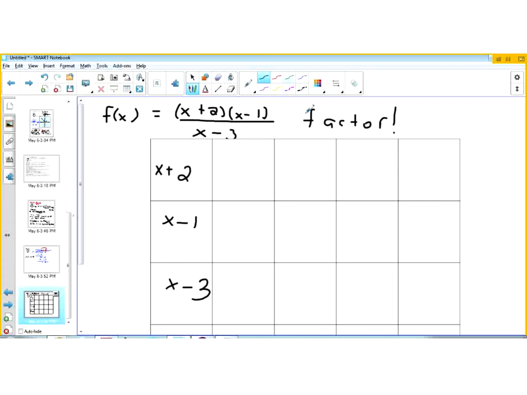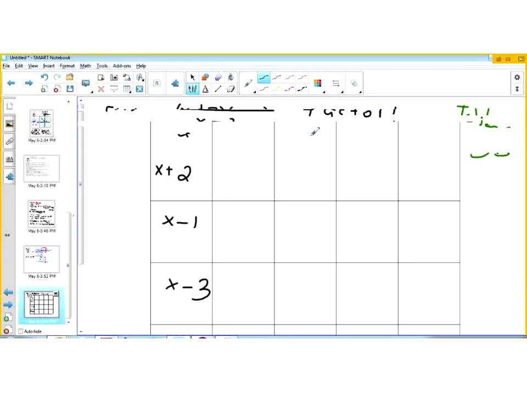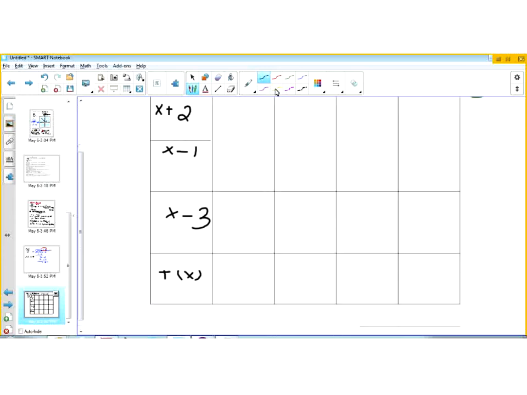Okay. So there's the content of our, this is called the table of signs. For lack of better terminology. And it's used to help us identify where the graph is above and below the x-axis. So table of signs. Okay, just for future reference.